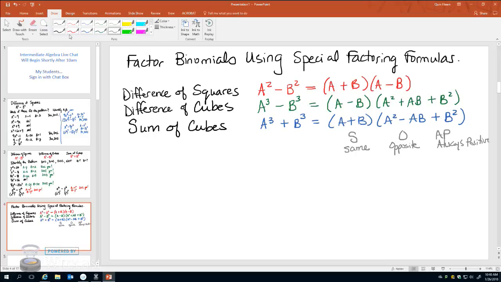I'm also going to mention the pattern of a sum of squares. Unfortunately, it doesn't factor, at least not in the real number system, so it's not factorable. So when you see that you have a sum of squares, you know you're not using one of these patterns, so that's why it's important to recognize that. Okay, so let's look at some examples then.